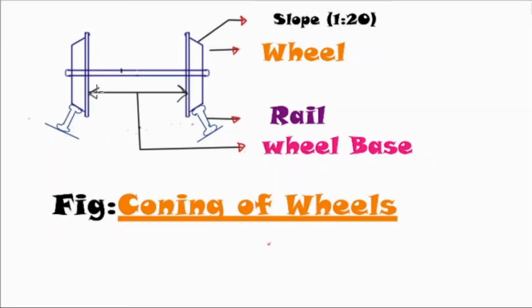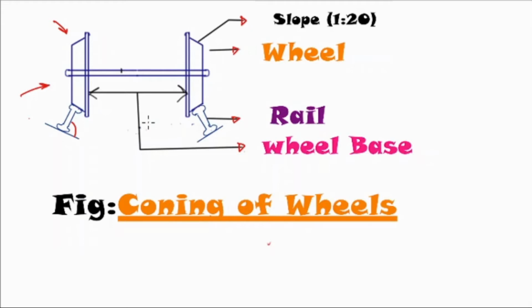Actually, this is how the wheelbase of the train looks like. The wheels of the train possess a slope on the edges, that is here, which is known as coning of the wheels. Now, in order to transfer the load from the wheels to the ground, the rails below the wheels are also kept at an angle with the ground. Now, this also helps the wheel to remain in touch with the rails while moving on the track. Now, this slope in the edges helps the train to take a turn on the curve.